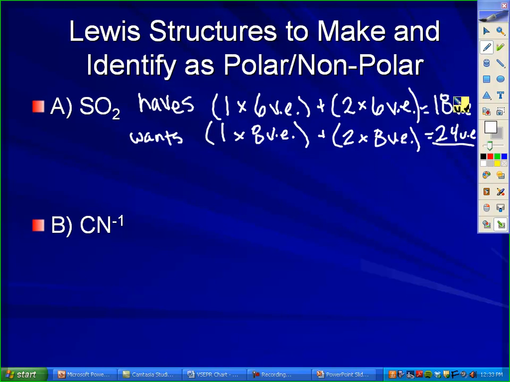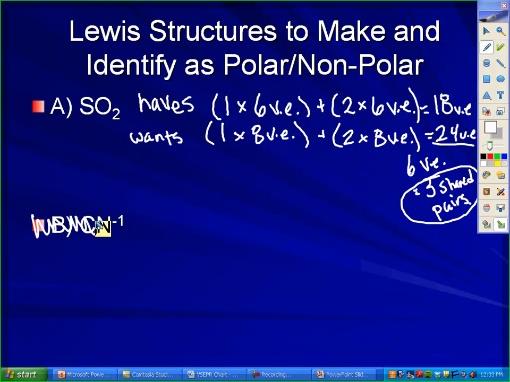So because those numbers don't match, I only have 18, that means I'm going to need to do some sharing, and it's going to require a sharing of 6 valence electrons or 3 shared pairs of electrons, because electrons can only be shared in pairs. So this is our important value right here. You can ignore letter B here for a second.